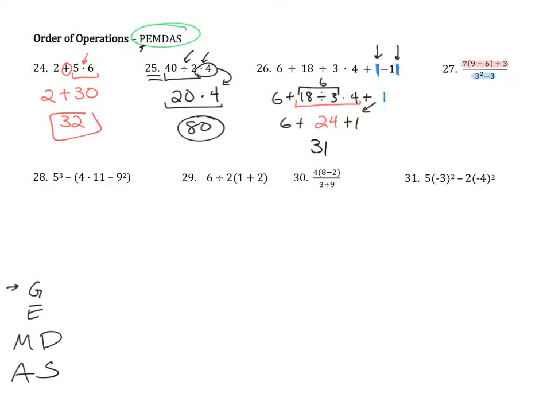Next example, example 27. We have the top that needs to be simplified. Again, I said if you have multiple terms or a big expression in the top, we need to simplify it down to a single number before we can simplify the entire fraction. So we do have a set of grouping symbols right here. We've got 9 minus 6. That will turn into a 3. So we have 7 times 3 plus 3. We have to perform the multiplication first. So 7 times 3 is 21, plus 3 is 24. So the top of this fraction simplifies to 24.